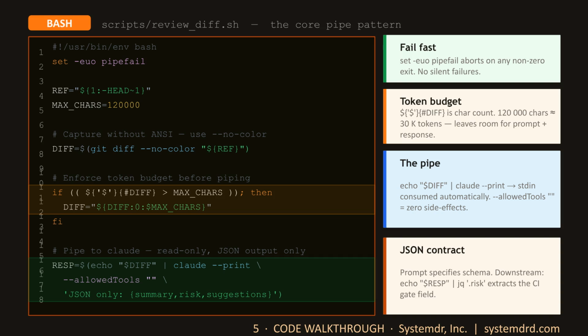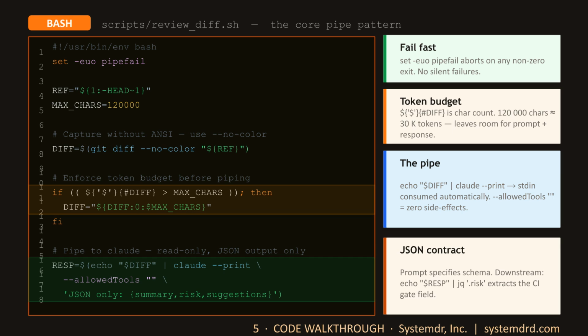Lines 11 to 13, the amber highlighted section. This is the token budget check. The ${#diff} notation in bash gives you the character count of the diff variable. If it's over 120,000 characters, we truncate. Note that head -c truncates bytes, not characters. It may split a multi-byte UTF-8 character at the boundary. In practice, the Anthropic API strips malformed UTF-8 at the tail rather than throwing an error, so this is acceptable.